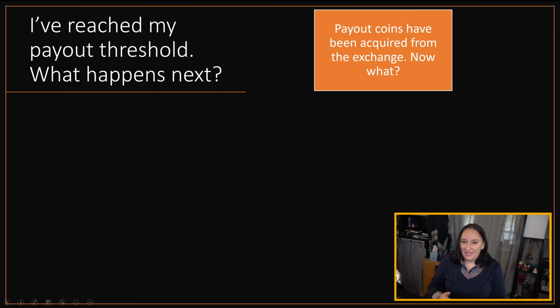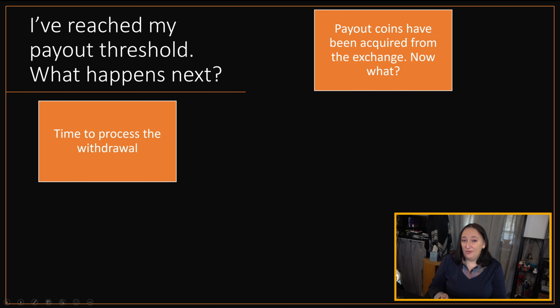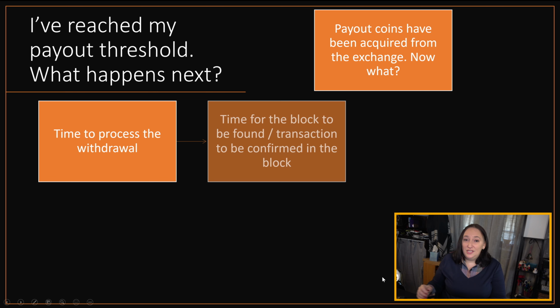Once we've acquired the coins we need through the exchange, the coins need to be sent to our wallet on the network. The exchange needs time to process the withdrawal, and Prohashing doesn't have any control over how long it takes the exchange to process a requested withdrawal. The exchange needs to create a transaction to send us the coins, and the block has to be found. The time for a transaction to be confirmed depends on what the person or the business creating the transaction is willing to pay in transaction fees.